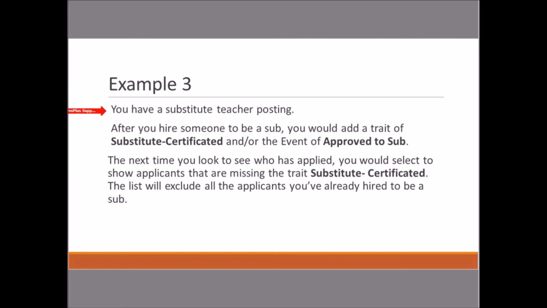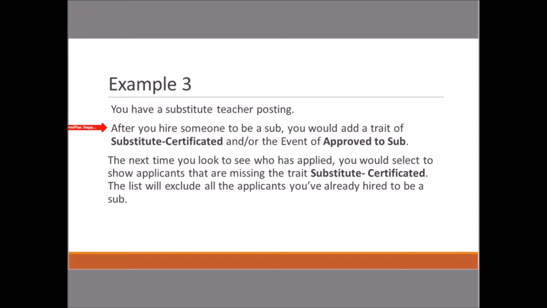Third example, and probably one of the most common examples, the substitute pools. If you have a substitute pool position, you don't want to keep screening the same substitutes over and over again. You want a way to mark who you looked at and decided to have as a sub. We now have that substitute role, which is nice, but some people still like to add traits and events because it's easier for them to pull lists and see where they are, like how many subs have we hired this year. So after you hire your substitute, you would go in and give them the trait of, you know, substitute certificated or approved to sub or whatever.